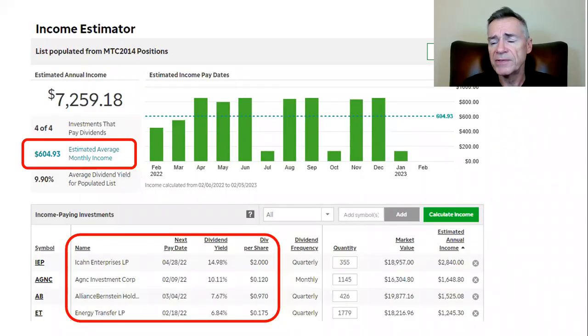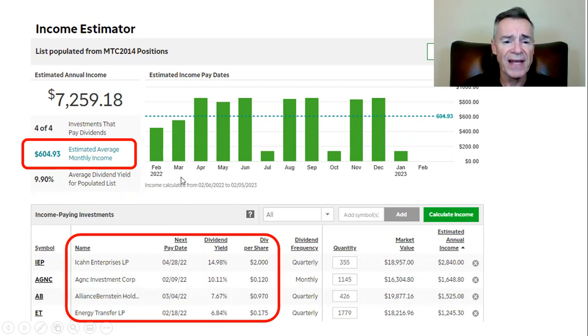So unless you have it sheltered in an IRA, which is a retirement type account, you would be liable to pay taxes on that too. So here's an income estimator, and I'm sharing this with you because MTC is my charitable foundation, Memory Trees Corporation, and this is a real account, and this is showing you the estimated income pay dates, in other words, when the dividends will be paid, and it shows you that on this particular account, Memory Trees Corporation, which is a charitable foundation, will be earning approximately $7,200 per year, or an average of about $600 per month.